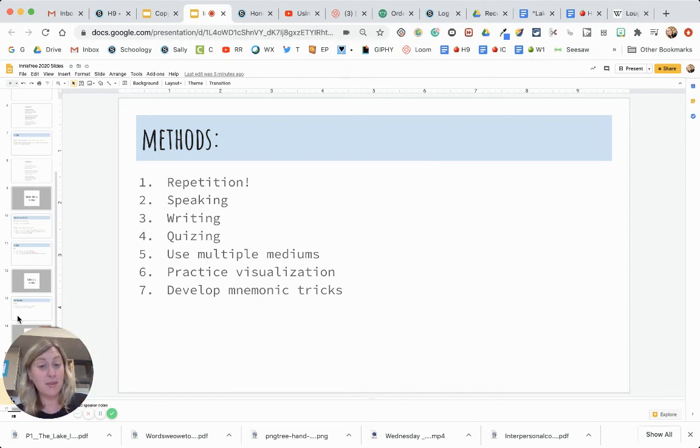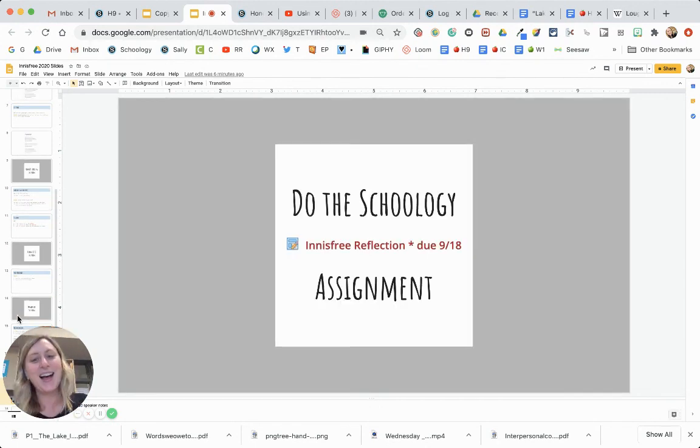So what are some methods that can help you out? Repetition, speaking it, chanting it, walking while you say it, writing it out, having a parent or friend quiz you, trying different mediums, visualizing parts of the poem, developing mnemonic tricks. If you don't know what that is, Google it up. Whatever you feel is effective for you, you're going to work on memorizing this bad guy, and it is going to go in the grade book as part of your grade early next week. Or late, or Wednesday.